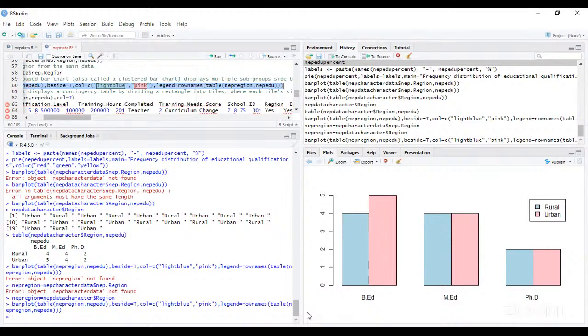Ma'am, like we have seen, it is written beside equals T, which is true. Ma'am, can you please explain a little bit what the beside function is actually doing here? Beside means side by side. Okay, got it, this is side by side.